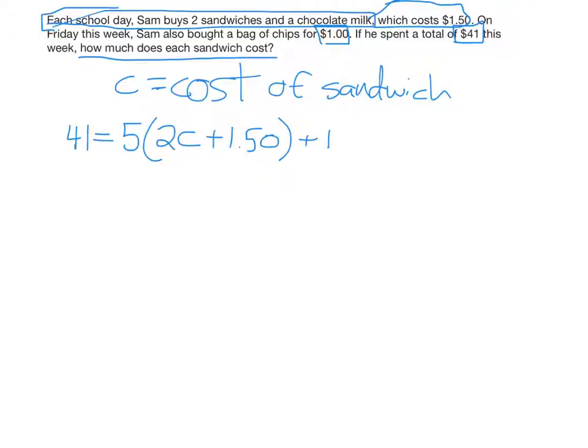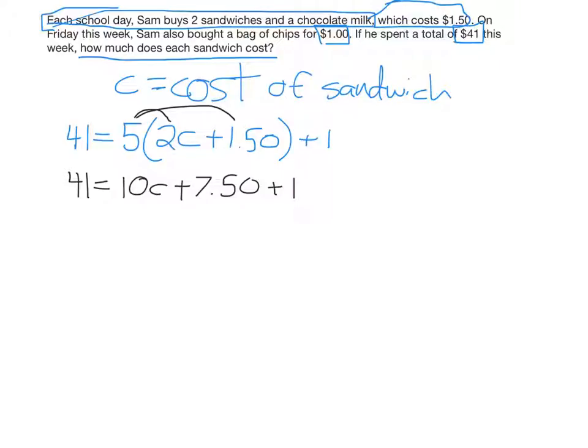So a couple different ways we could go about solving this here. This time, why don't we use our distributive property? We can distribute this 5. We can distribute it to there as well. Now, if you want to try it a different way, feel free, and you can see if you get the same answer as us. 5 times 2c is 10c. 5 times 1.5, well, I know 5 times 15 is 75, so that must be 7.50 plus 1. My parentheses are gone after I distributed.